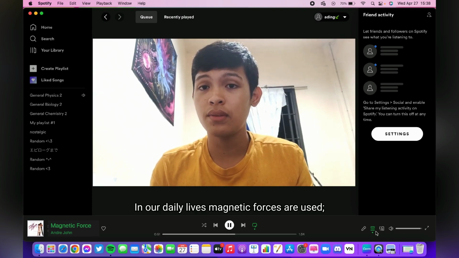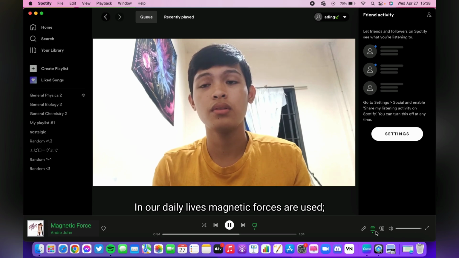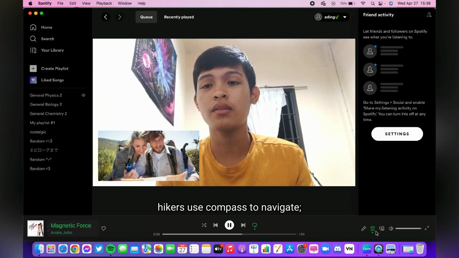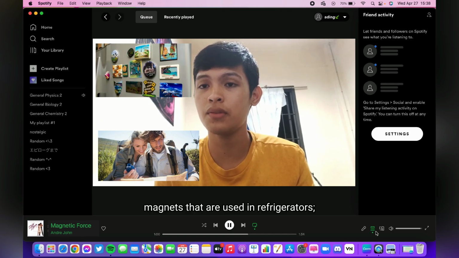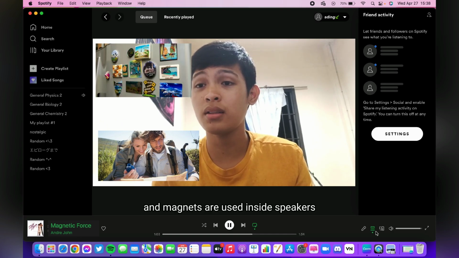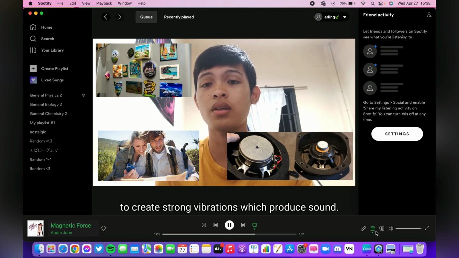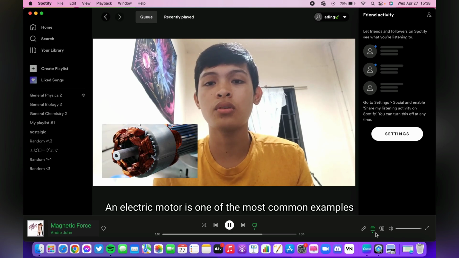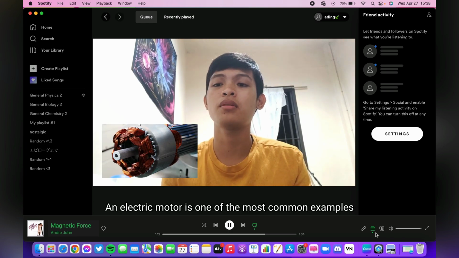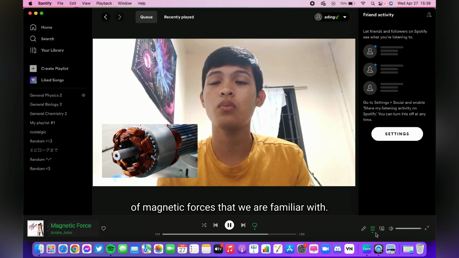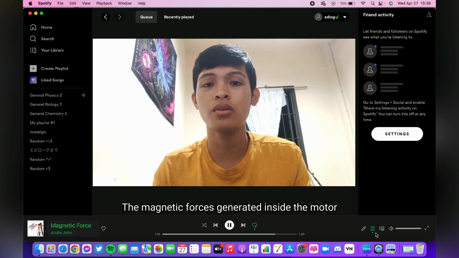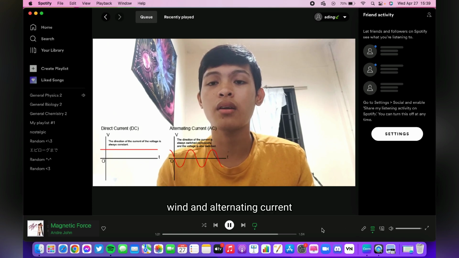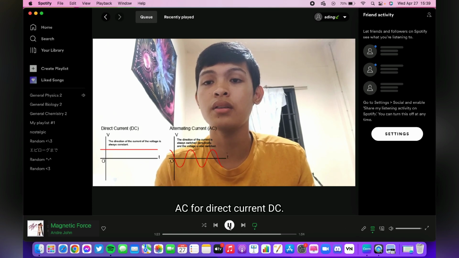When we bring the magnetic field closer to a specific pole, its strength increases. In our daily lives, magnetic forces are used. For example, hikers use a compass to navigate. Magnets are used in refrigerators. And magnets are used inside speakers to create strong vibrations which produce sound. An electric motor is one of the most common examples of magnetic forces that we are familiar with. The magnetic forces generated inside the motor work with alternating current (AC) or direct current (DC).